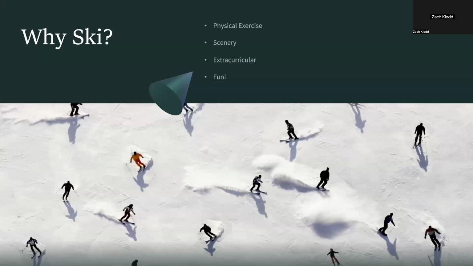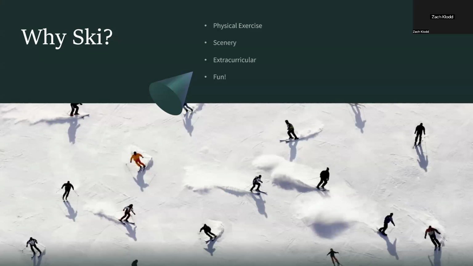So why should you ski? Skiing is great for your physical exercise. For example, it improves conditioning. It's very hard on the legs. It's a lot of repetitive leg motion where you're slaloming back and forth, left and right down a hill for up to 8 hours a day, if that. It's very exhilarating.